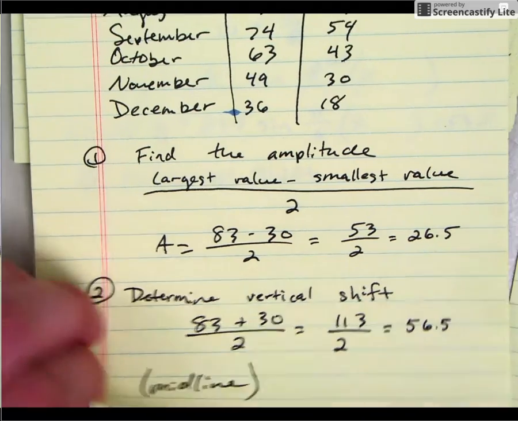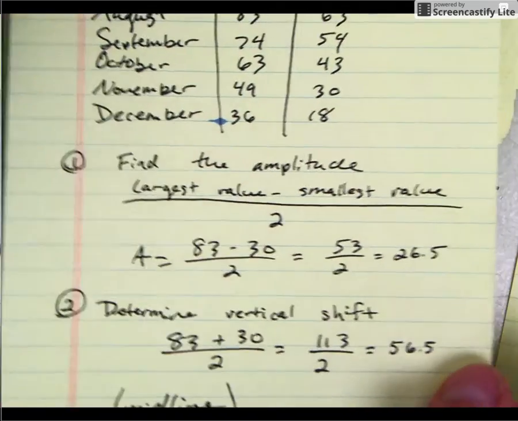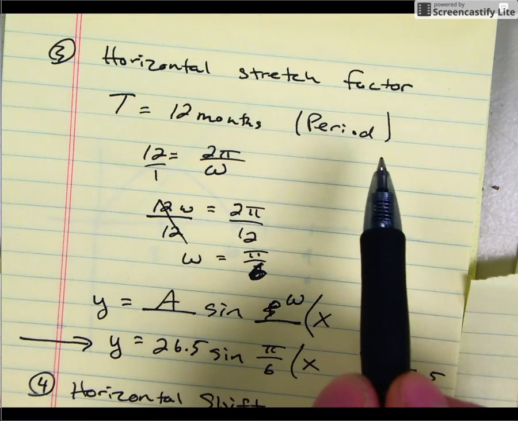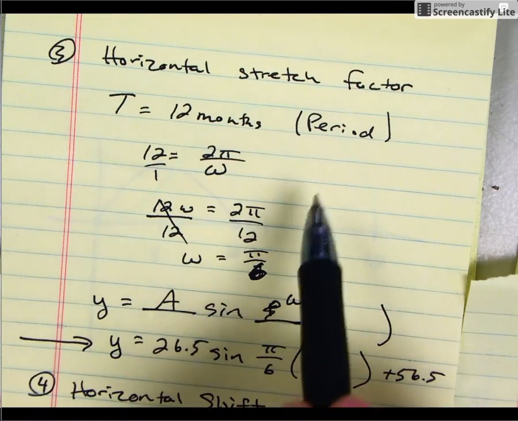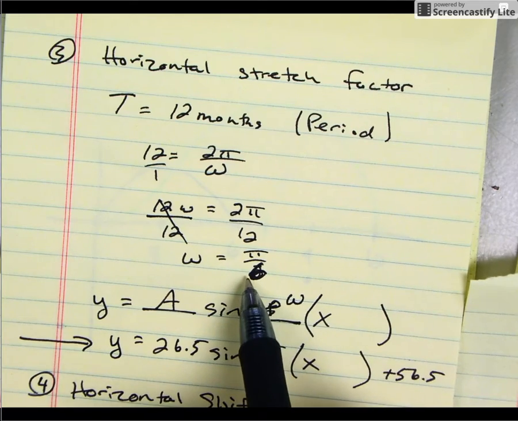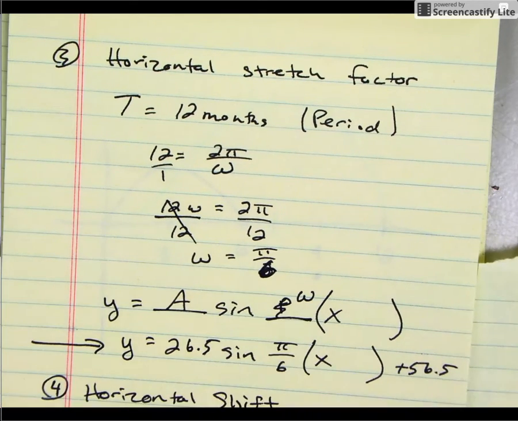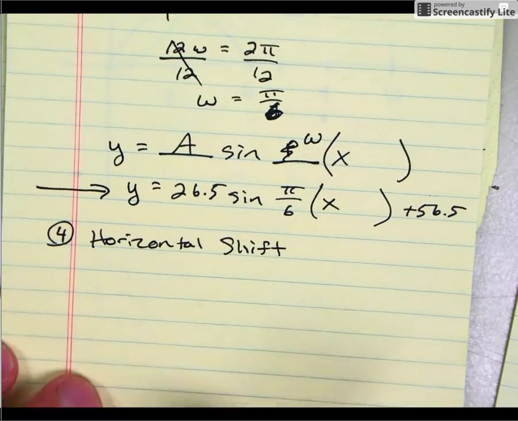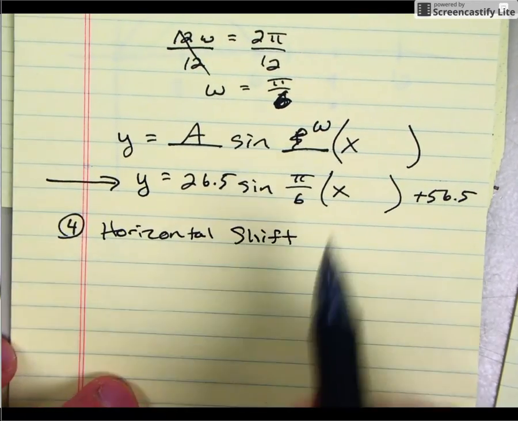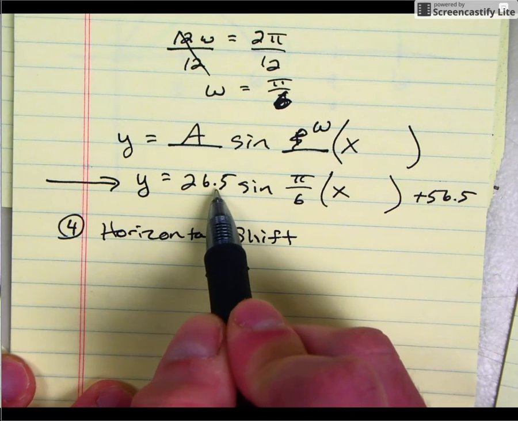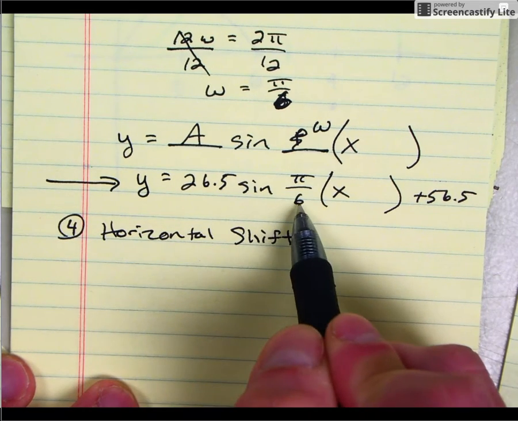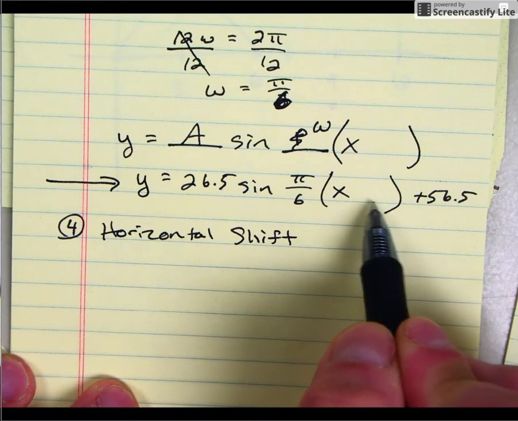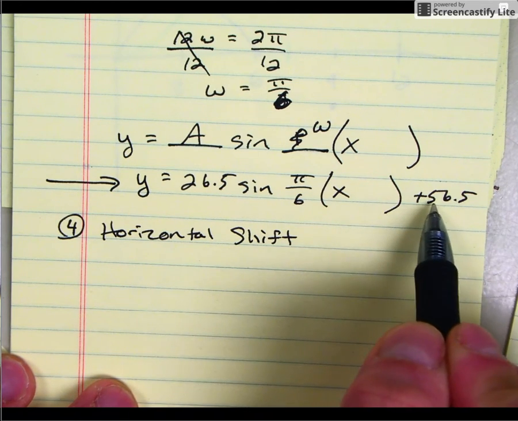Okay, and we already did the horizontal stretch factor. This was the period, and we found that to be pi over 6. Now we go on to the tough part, which is the horizontal shift. Before we get there, let's recap. So far, our equation should read as y equals 26.5 sine of pi over 6 times the quantity of x, and then here's the number we have to figure out, and then plus 56.5.